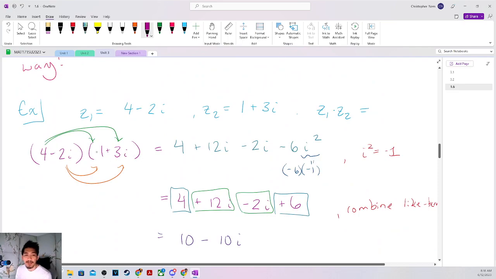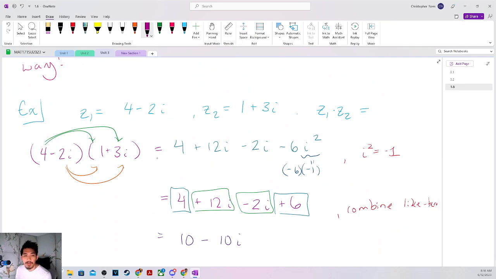If I FOIL this out, I have 4 times 1 is 4, 4 times 3i is 12i, negative 2y times 1 is negative 2y, and negative 2y times positive 3i is negative 6i squared, right? You remember i times i is i squared. Now you have all of these terms, and you need to simplify this.